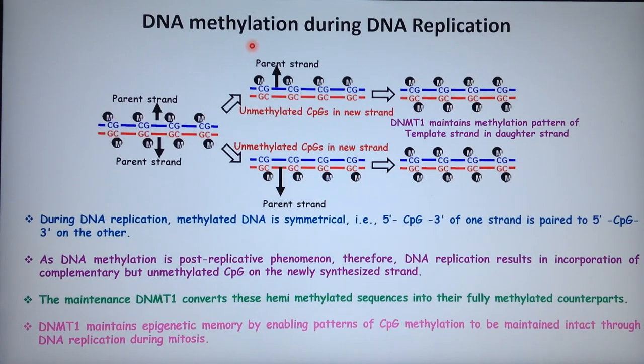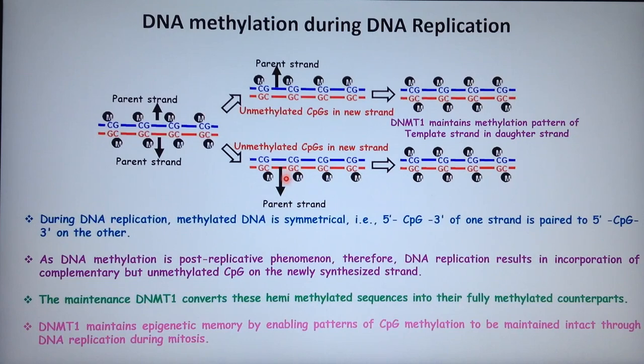So this is DNA methylation during DNA replication. Here we can see these are parent strands, both of them blue and red. Now during DNA replication, one of them is the leading strand and one of them is the lagging strand. In DNA replication, as we can see, this is the template strand from which the new strand is formed. All of us know that DNA replication is brought about by DNA polymerase.